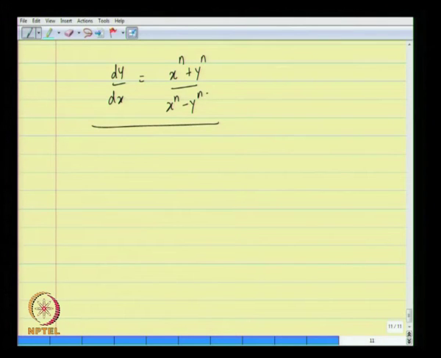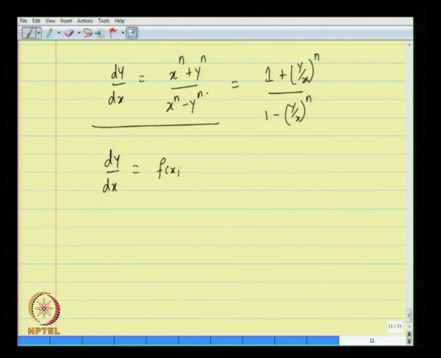Okay. Now, you can see that if we divide the whole thing by either x or y, the numerator and the denominator, you will get the ratio y by x or x by y. So, if we divide this by x raised to n, you have 1 plus y by x raised to n by 1 minus y by x raised to n. So, the general equation that you write, dy by dx is equal to f of x, y homogeneous, is essentially a function of y by x. Okay. Now, how do we solve that?